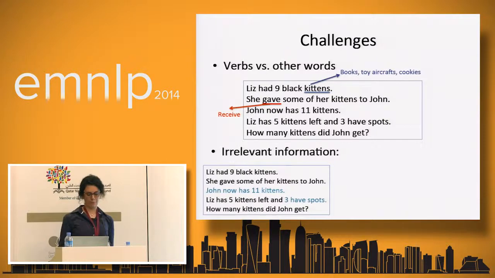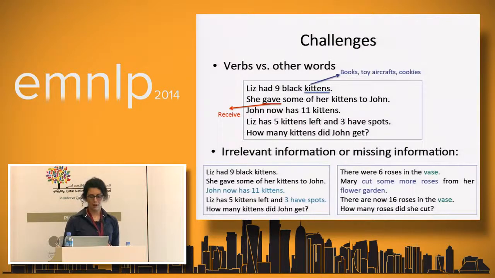While verbs play a crucial role in understanding these stories, there are some parts of the sentences that are completely irrelevant. So for example, knowing that 3 of the kittens have spots really doesn't matter in forming the final equation. Or even this extra information, like John now has 11 kittens, doesn't matter, right? There are also some parts of the question that are missing. So we have irrelevant information and missing information.